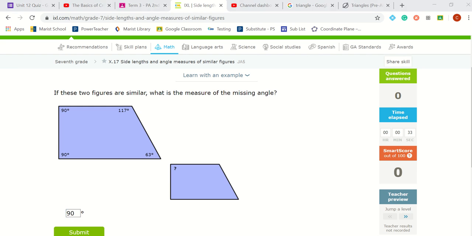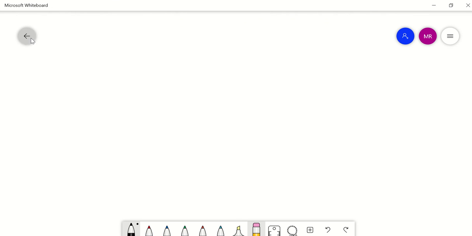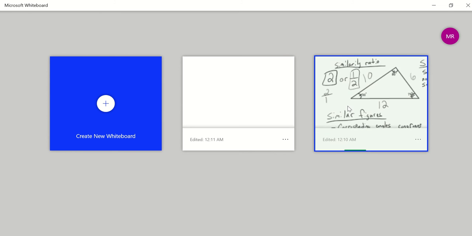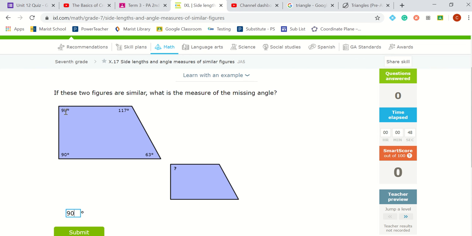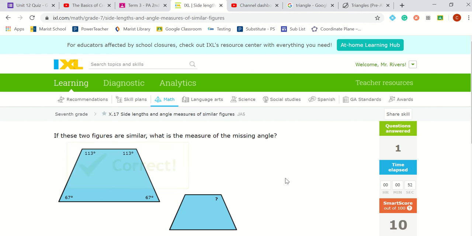Remember, as we just said a moment ago, where was it? Right here. In similar figures, corresponding angles are congruent. 30, 30, 70, 70, 80, 80, corresponding angles are congruent. So 90 corresponds to that missing angle. So they're both 90. Let's try another one.